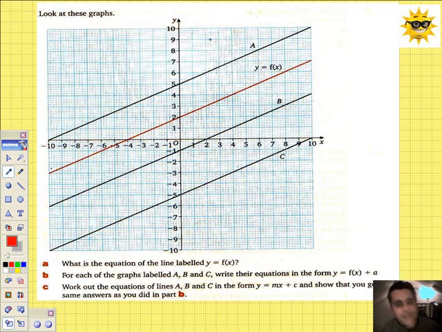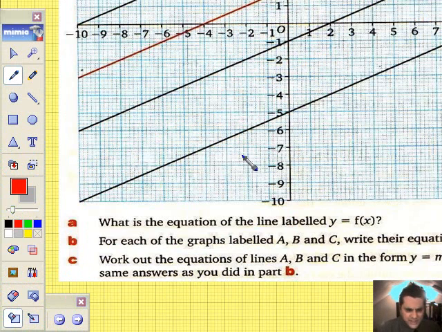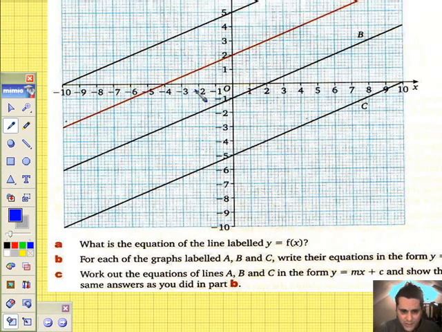Chapter 24, the assess, page 258. This is question 2. It says, look at these graphs. Okay, looking good to me. Right, what is the equation of the line labelled y equals some function of x? Well, that's this red one here.